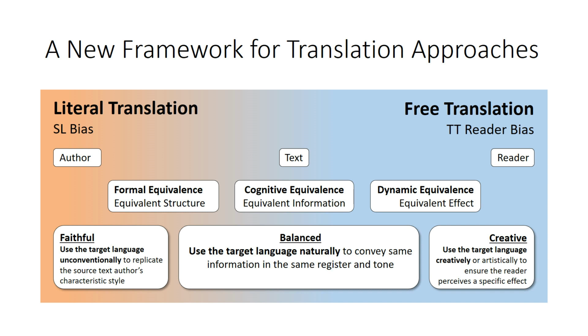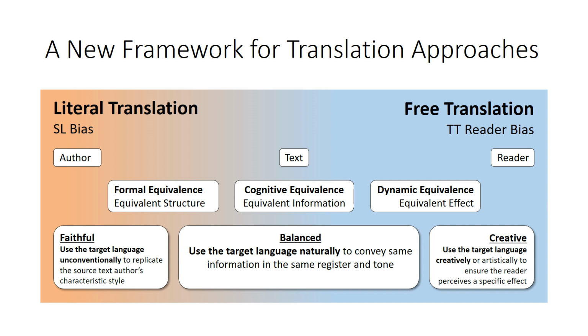But that's going to be very rarely. More often than not, maybe in 90% of all translations, you're going to want to adopt what I call the balanced approach to translation, or the balanced use of the target language. This is using the target language naturally so that you attain cognitive equivalence and dynamic equivalence, both, and maybe even a little smidge of formal equivalence.